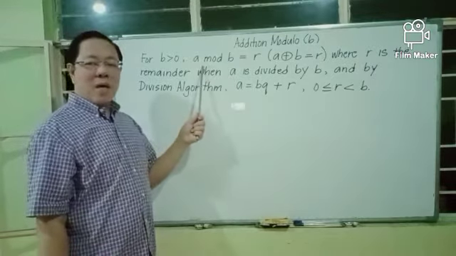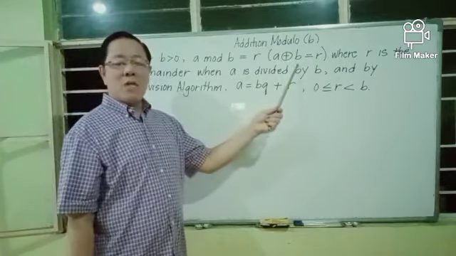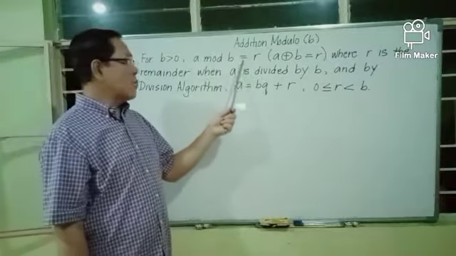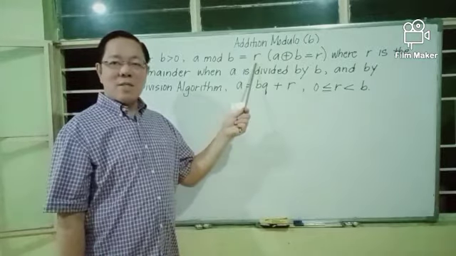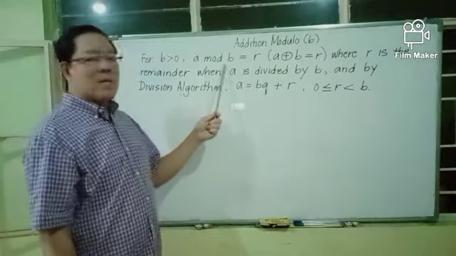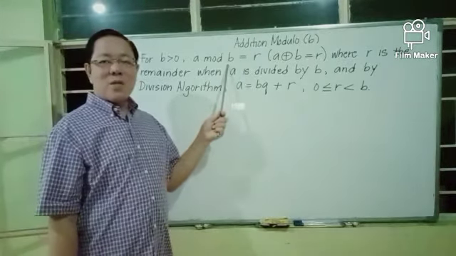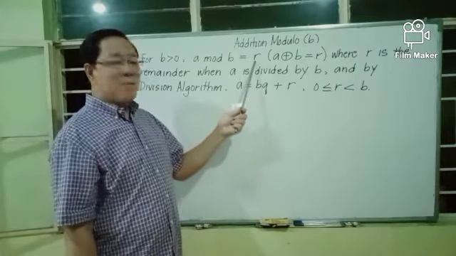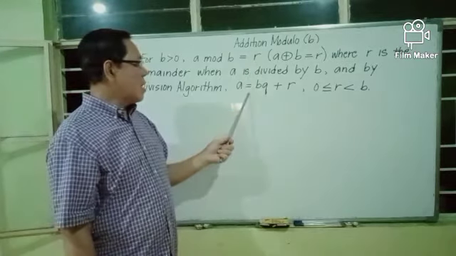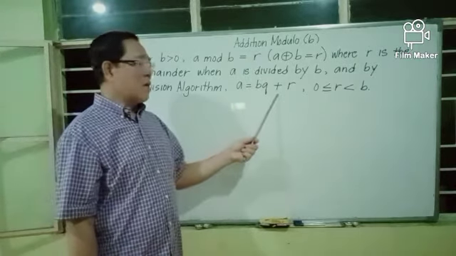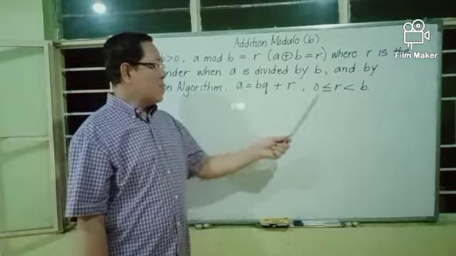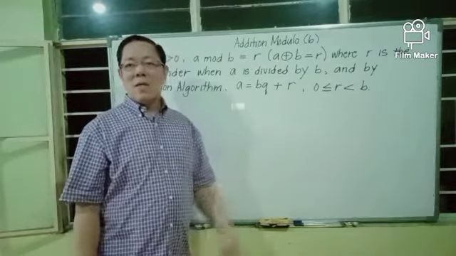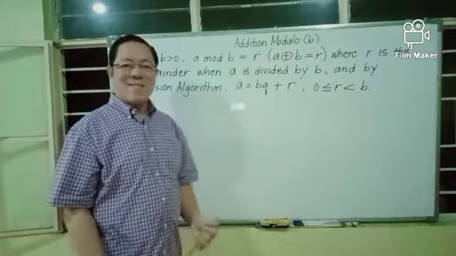Hence, the value of a addition modulo b, or a modulo b, is equal to r, where r is the remainder when a is divided by b. And by the division algorithm, when a is divided by b with remainder r, a can be written as bq plus r, where the remainder r must be greater than or equal to 0 but less than b. We take some examples.